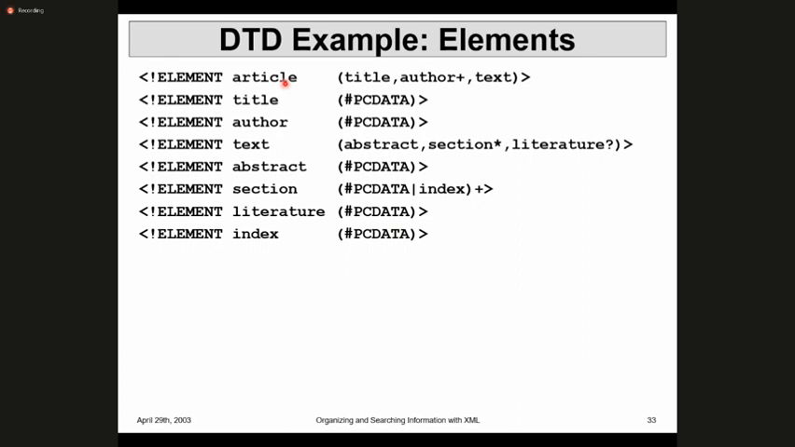Under article there can be title, author, and text, these three. Article element can have title, author, and text elements. Or else there can be multiple elements, but the DTD knows only to process these three particular elements. Among these, author can have multiple author elements, but only one title and text.